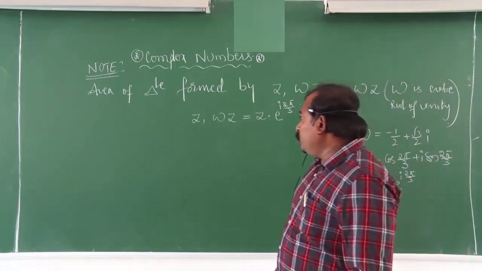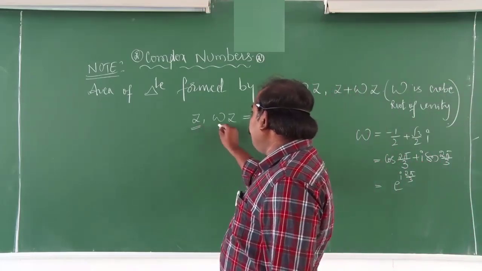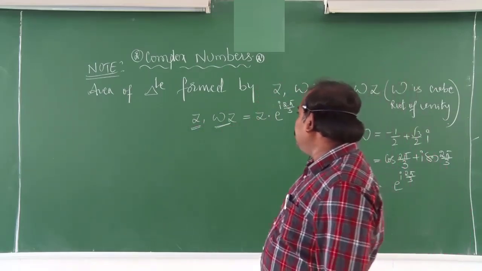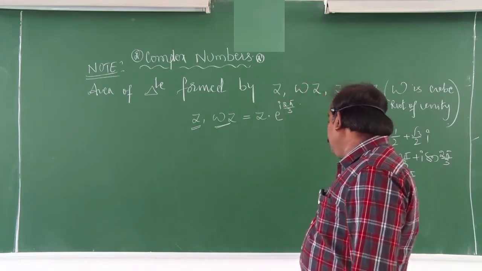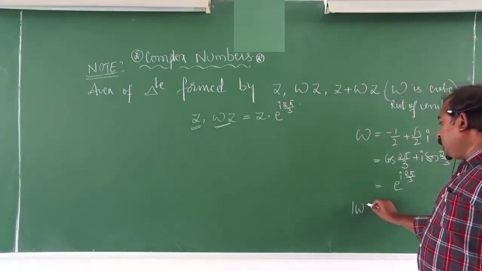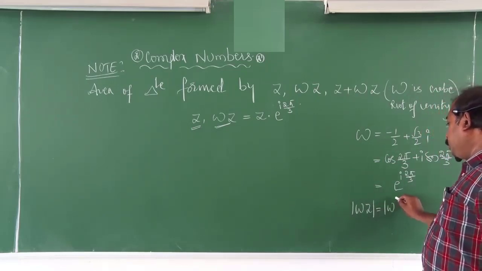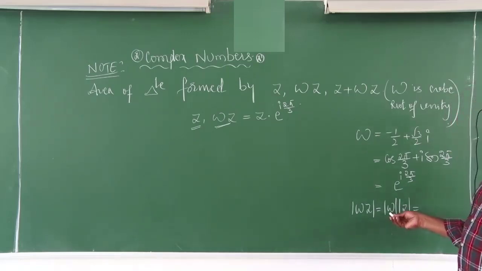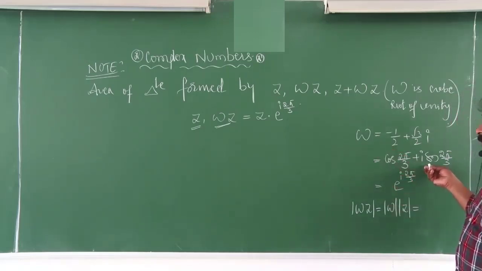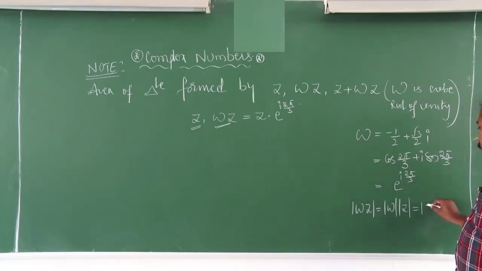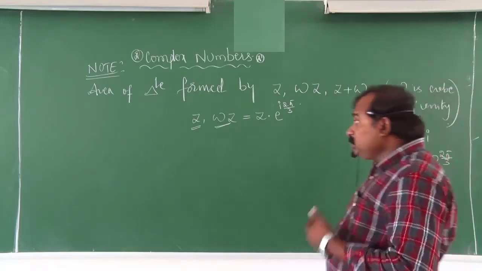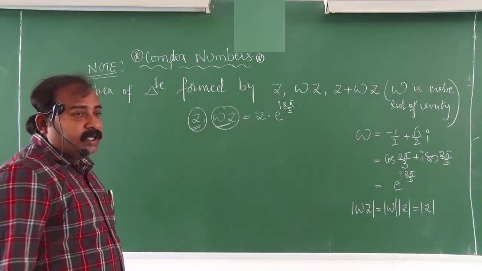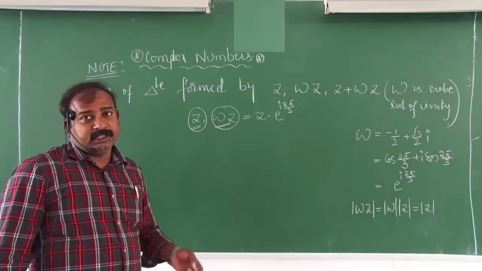If you observe these two complex numbers, z and omega z, how are they related? If you find the magnitude of z and the magnitude of omega z, the modulus of omega z will be modulus of omega into modulus of z. The modulus of omega is 1 only. So that means z and omega z are equidistant from the origin. That is the first point.